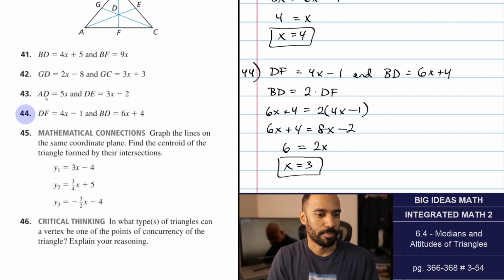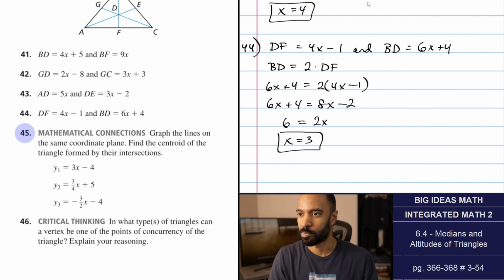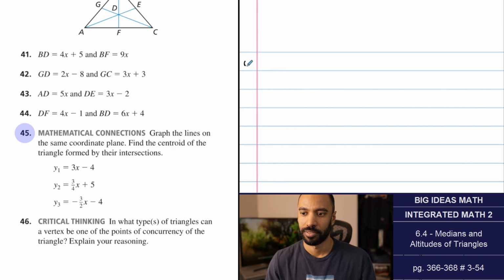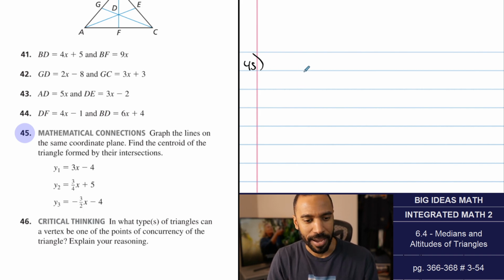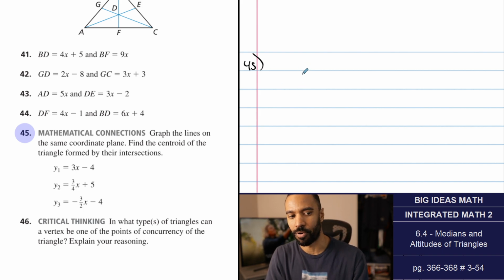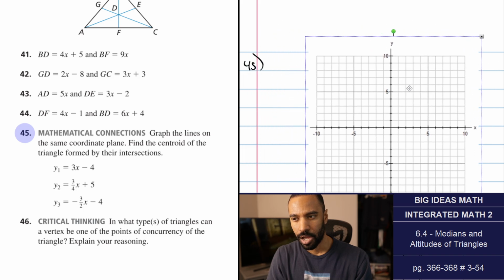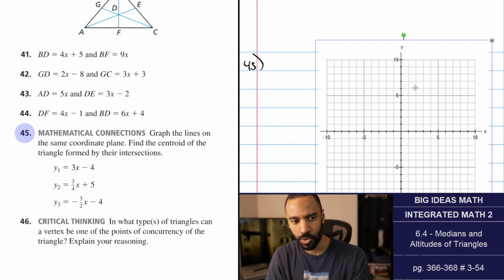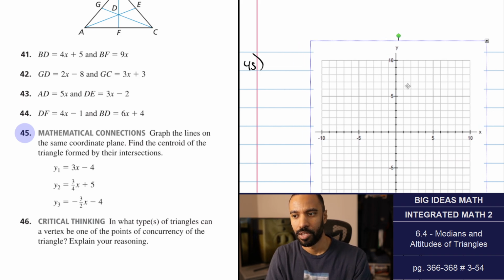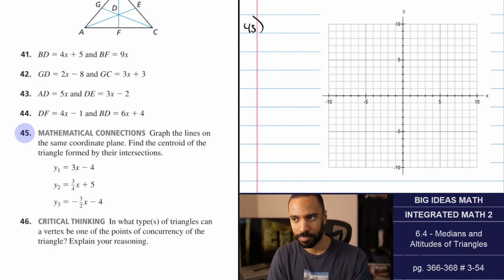All right, 45's mathematical connections. Here we go. I'll probably choose next page. 45. Graph the lines on the same coordinate plane. Find the centroid of the triangle formed by their connections. Okay, so are these the lines for the triangle? Find the centroid of the triangle formed by there. Okay. So we're making the triangle out of these lines.